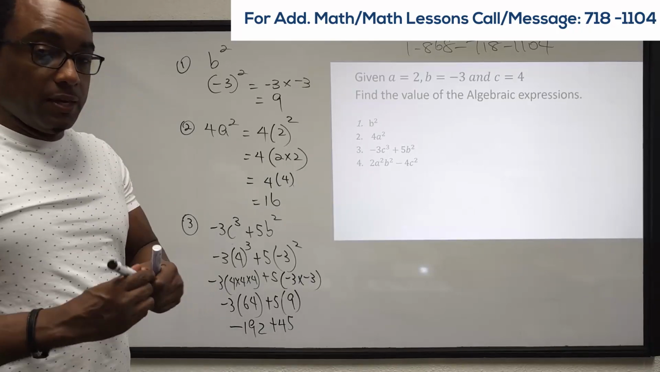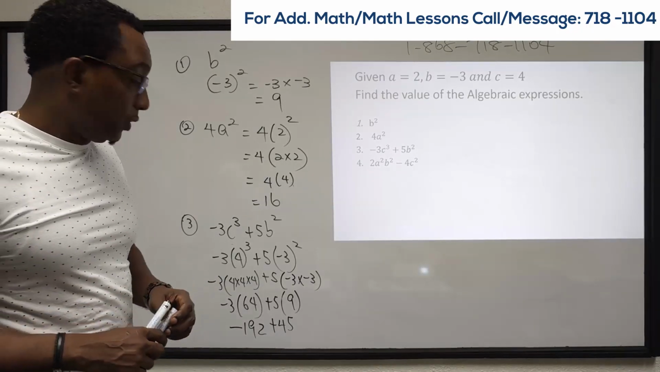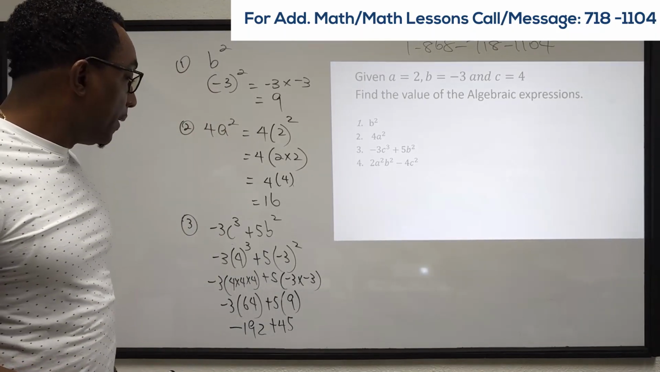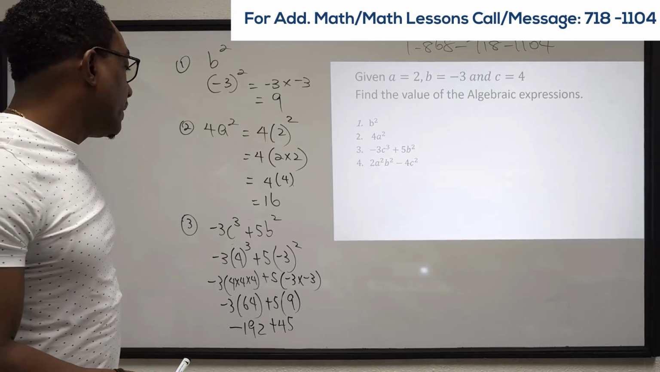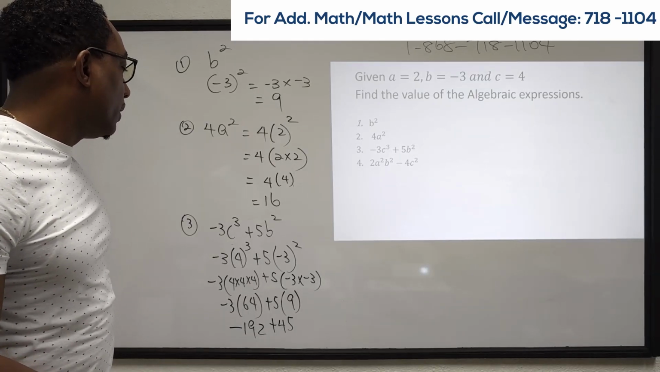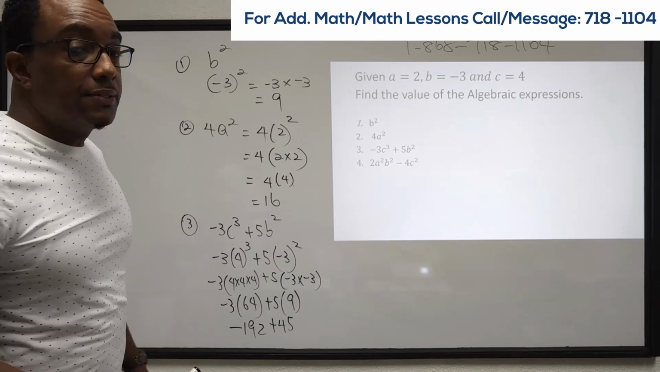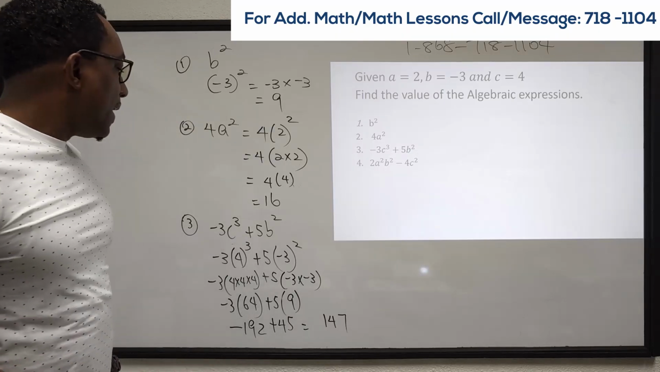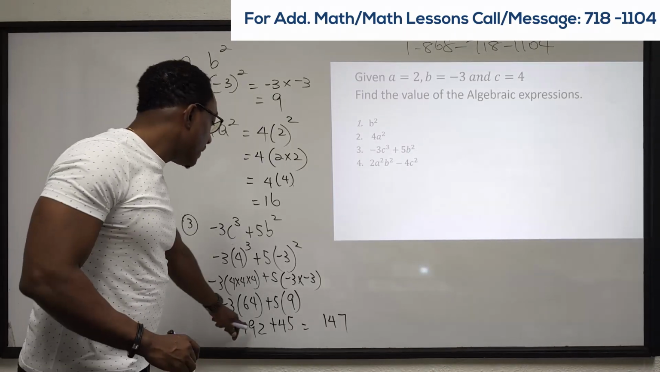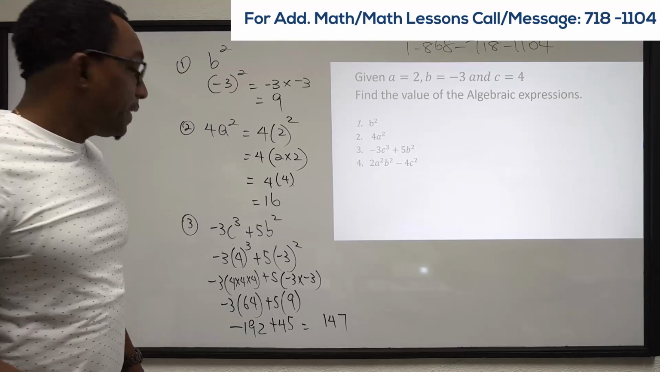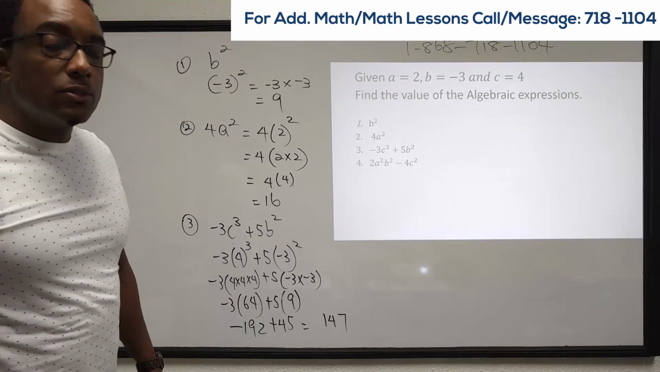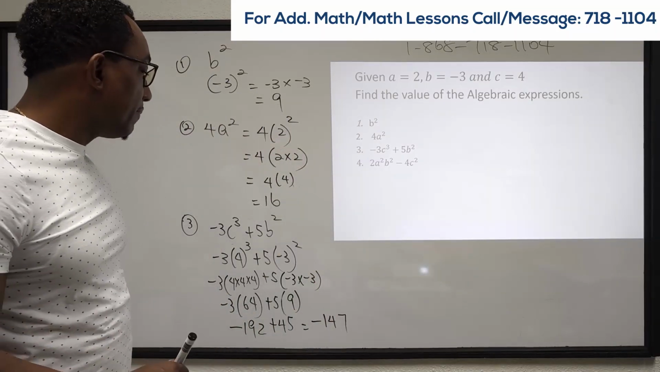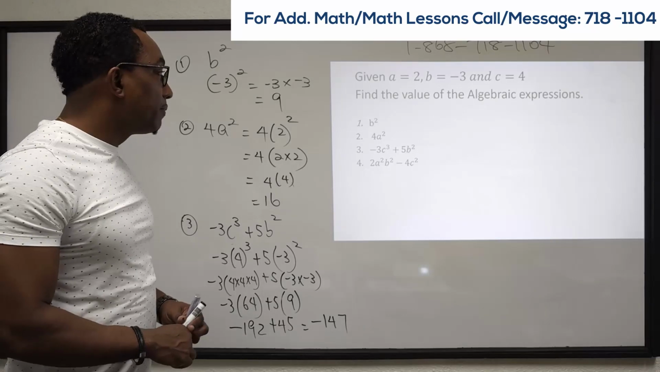In this case, we are applying our rules of addition and subtraction. When the signs are different, we subtract the two natural numbers. So 45 from 192 will give us 147. And the sign of the larger natural number, which is 192, is negative. So that negative sign controls your 147. And that will be our result for 3.